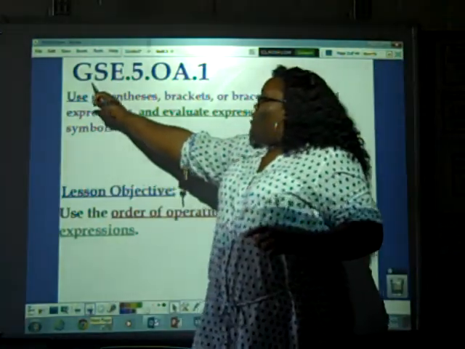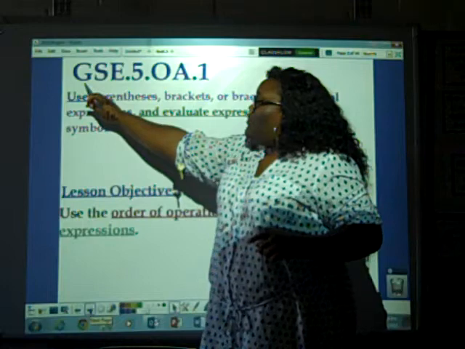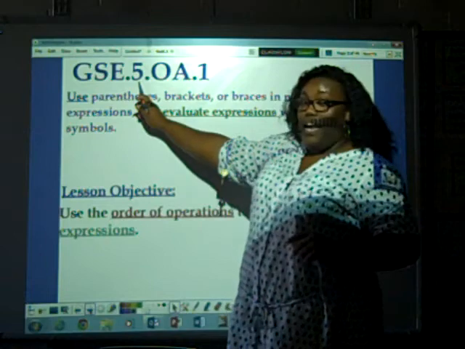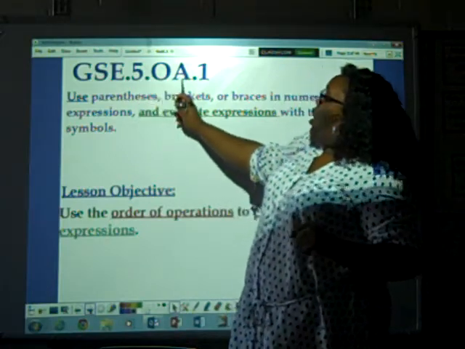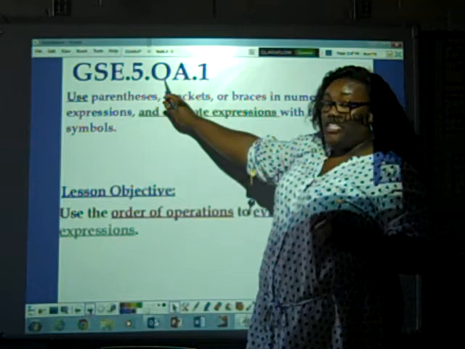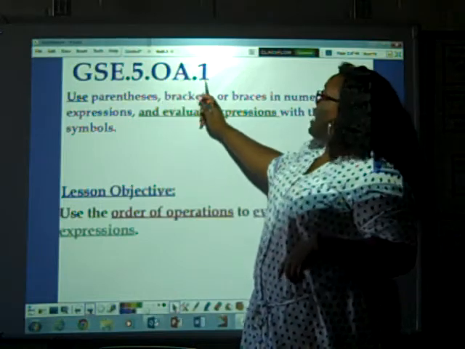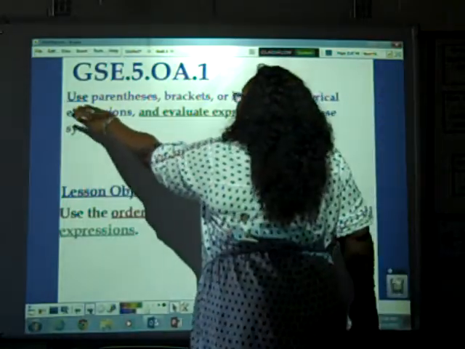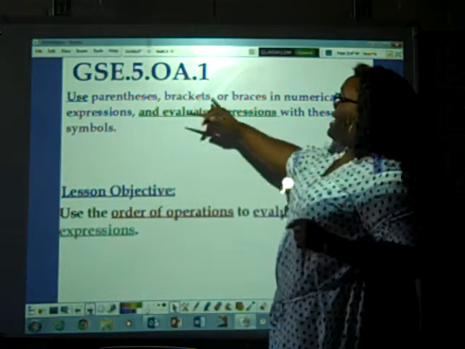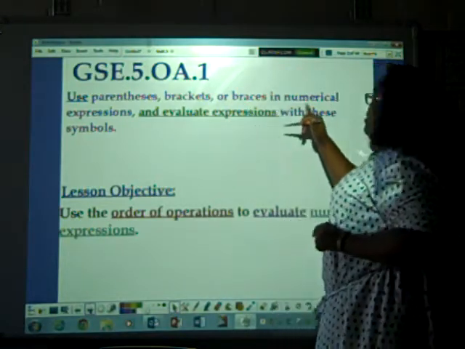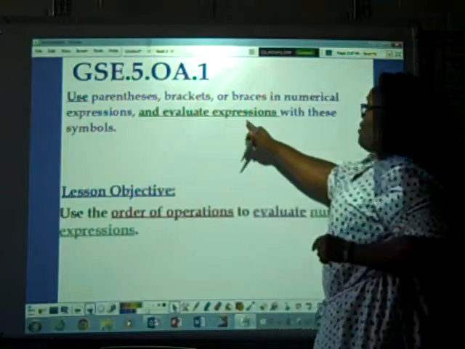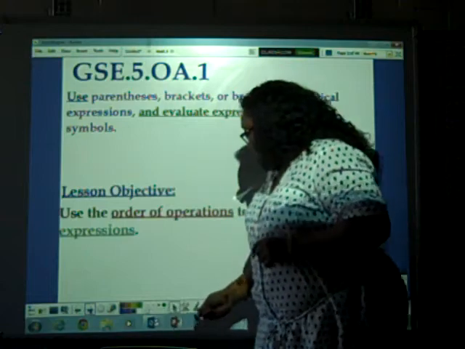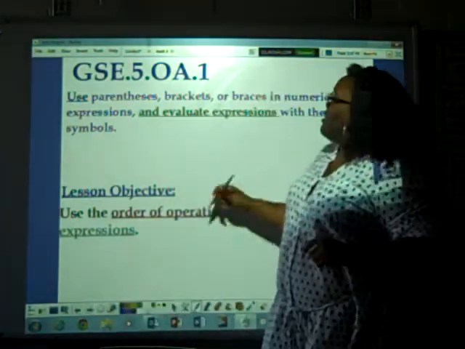Alright, so we are starting with GSE, which stands for Georgia Standards of Excellence. The 5 stands for 5th grade. OA stands for Order of Operations, Algebraic Thinking, and 1 represents the first standard. So, we're going to use parentheses, brackets, or braces in numerical expressions and evaluate expressions with these symbols. Now, we went through a couple of symbols in this first statement.